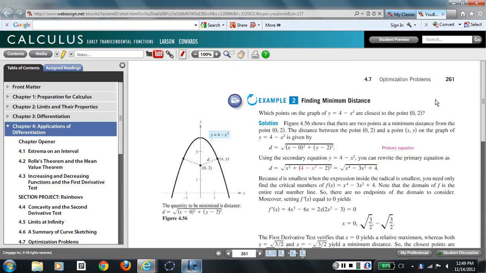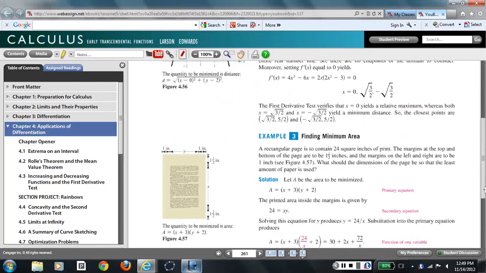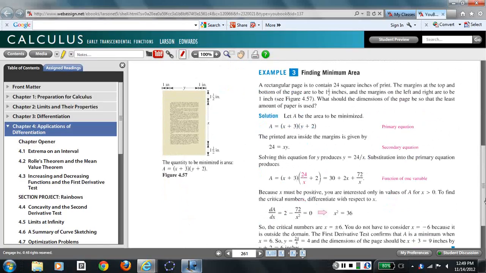Example 2, finding minimum distance. This is kind of like the one I said not to worry so much about. It just doesn't seem as good of a practical application. The minimum area problem looks like it involves, well, not necessarily a quadratic function. No, that's a rational function that's involved. Does that look like a scary problem, finding minimum area there? Rectangular page is to contain 24 square inches of print. The margins at the top and bottom are to be 1.5 inches, and the margins on the left and right are to be 1 inch. What should the dimensions of the page be so that the least amount of paper is used?